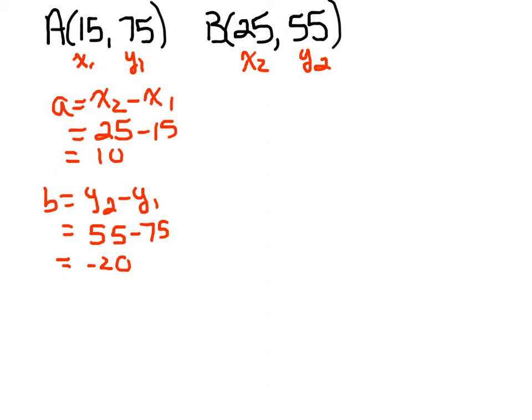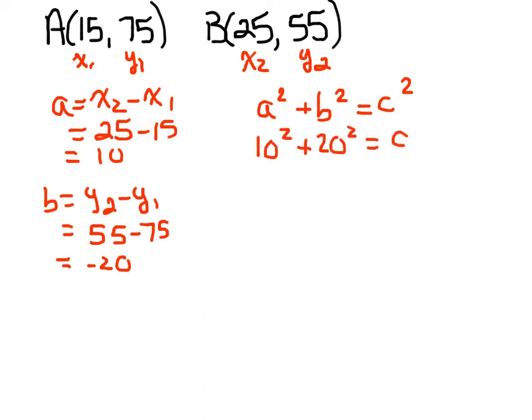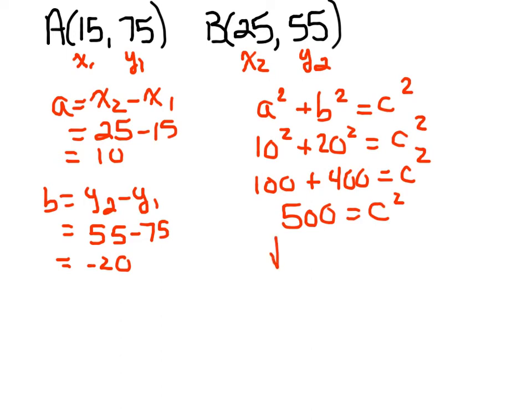And then what I'm going to do is put those into the Pythagorean theorem, which is a squared plus b squared equals c squared. So I have 10 squared plus 20 squared is equal to c squared. So I have 100 plus 400, which is equal to c squared. So I have 500, and I take the square root of both sides.